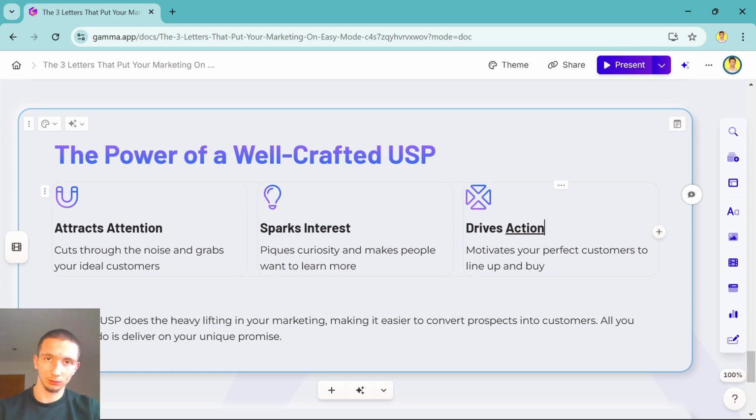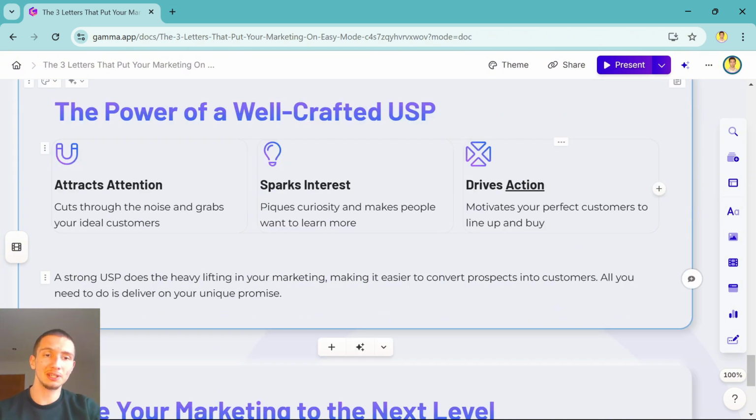It's fuel. You need to think of it as fuel. It's like steroids. I wasn't using that word, but whatever. It's like steroids for your business. It's steroids for your sales. It motivates your perfect customers to line up and buy straight away.